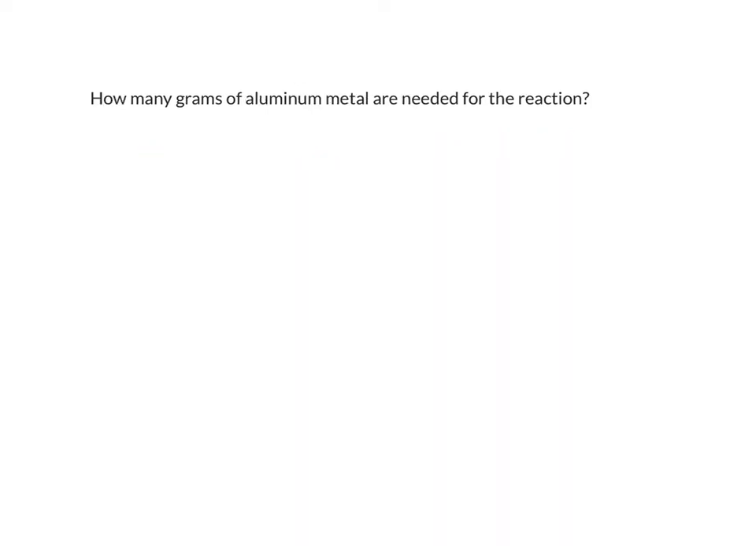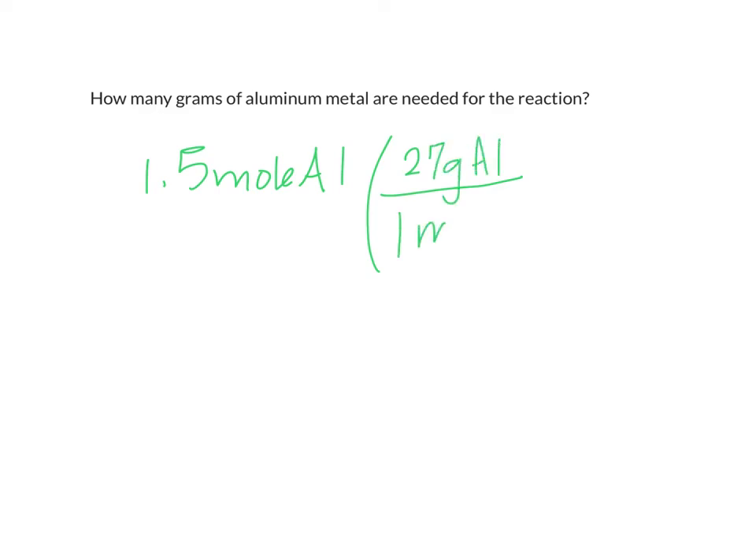Lastly, we have to take moles of aluminum and convert them into grams. So we take our 1.5 moles of aluminum and we use the molar mass of aluminum, which is 27 grams of aluminum per 1 mole, to come up with 41 grams of aluminum.